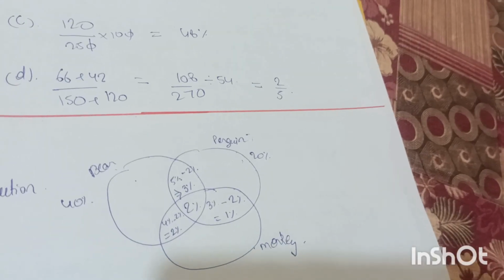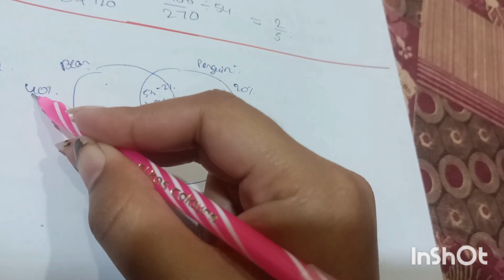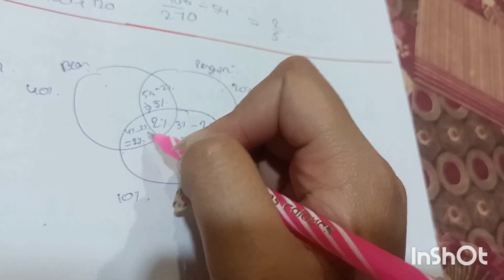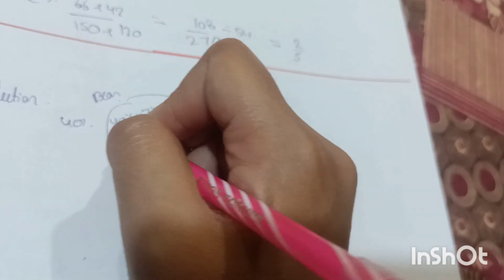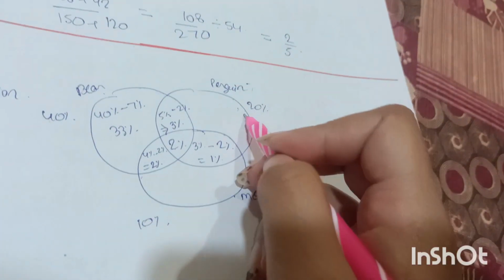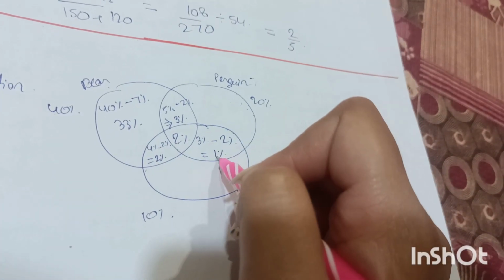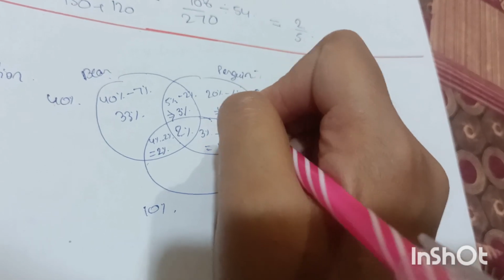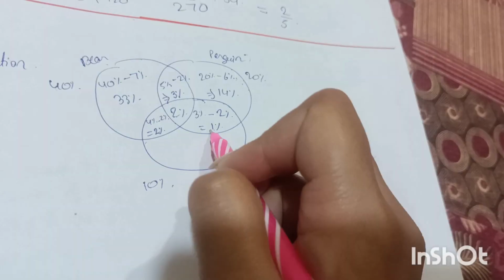Now for finding only bear, you have to add this total and subtract it from this. So 3 plus 2 plus 2, you get 7%. So 40% minus 7%, you will get the value as 33%. Same for only penguin. 3 plus 2 is 5, plus 1 is 6. So 20% minus 6%, you will get the value as 14%. For only monkey, 2, 4 and 5, so 10 minus 5, you will get 5%.